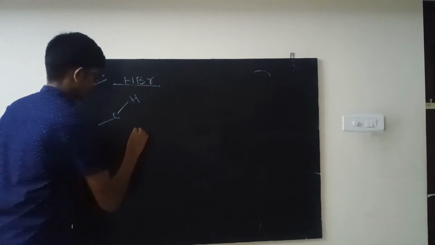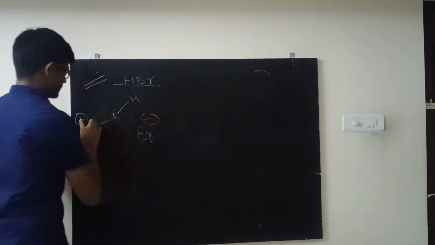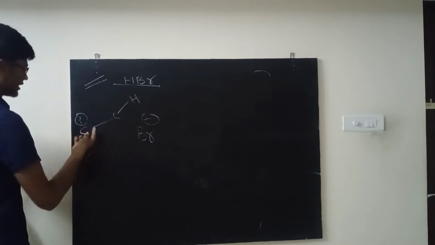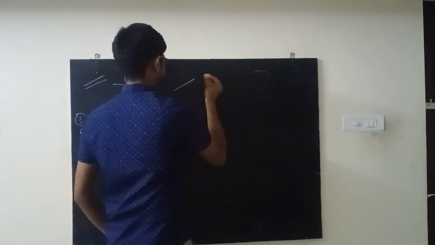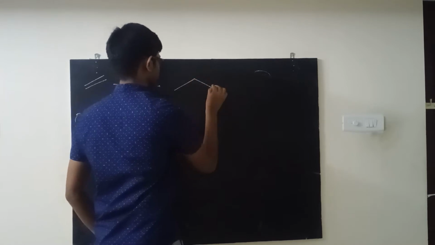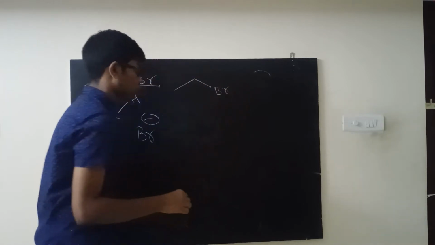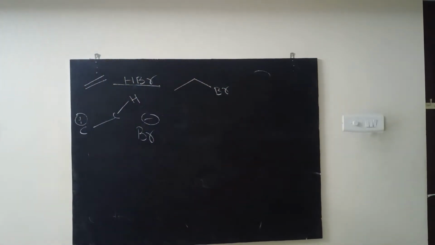Now Br minus is going to come. The C plus and Br minus, Br is going to attack here. So you're going to get bromine attached to this carbon. So the first step is pretty simple. You're left with ethyl bromide.